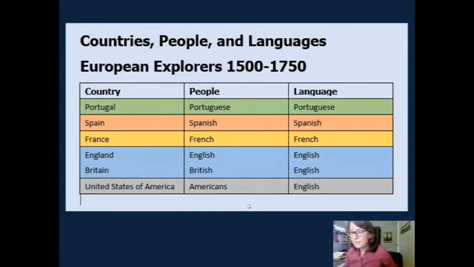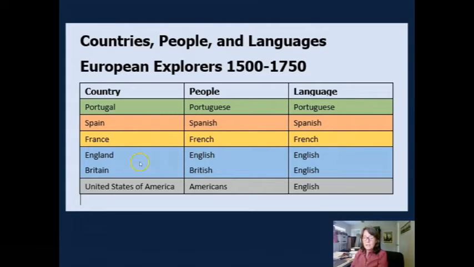A quick break from history. Countries, people, and languages, European explorers, 1500 to 1750. Portugal is the name of the country, and the people are the Portuguese, and the language is Portuguese. Spain, you know that country, of course, and you know that the people are the Spanish people, and the language, of course, is Spanish. France is the country, the people are called the French, and the language is French.